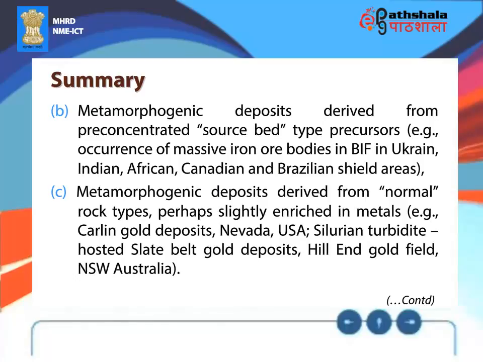Metamorphogenic deposits derived from pre-concentrated source bed type precursors, for example, occurrence of massive iron ore bodies in BIF in Ukraine, Indian, African, Canadian, and Brazilian shield areas. Metamorphogenic deposits derived from normal rock types, perhaps slightly enriched in metals. For example, Colin gold deposits, Nevada, USA, Silurian turbidite hosted slate belt gold deposits, Hill End and Goldfield, New South Wales, Australia.